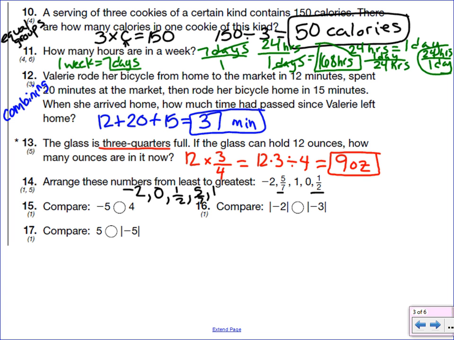Compare -5 is less than 4. The absolute value of -2 is 2. Absolute value of -3 is 3. So the absolute value of -3 is greater. And then compare 5 and the absolute value of -5. Well, the absolute value of -5 is 5, so those two are equal.